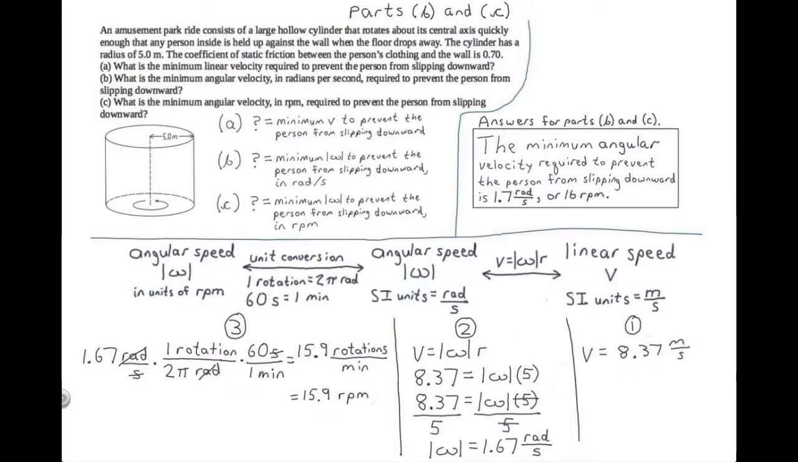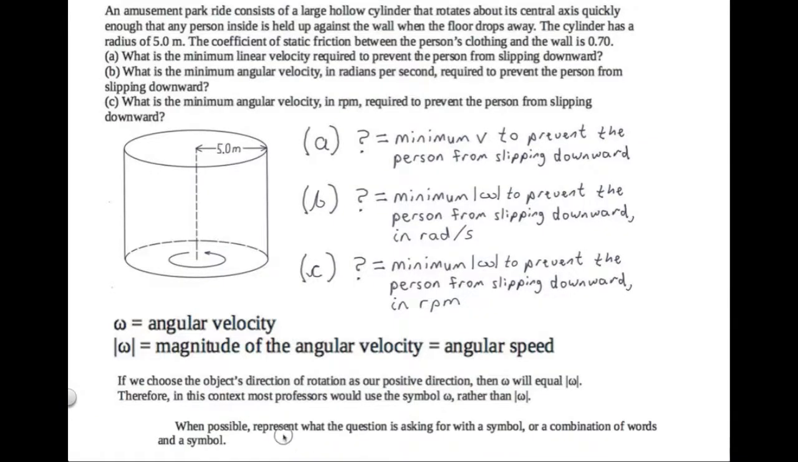Here's a summary of the solution for parts B and C of the problem. And now let's discuss this part of the solution step by step. We begin by representing what parts B and C are asking us for with a combination of words and a symbol. Now, part B is asking about the angular velocity. The symbol for angular velocity is omega.